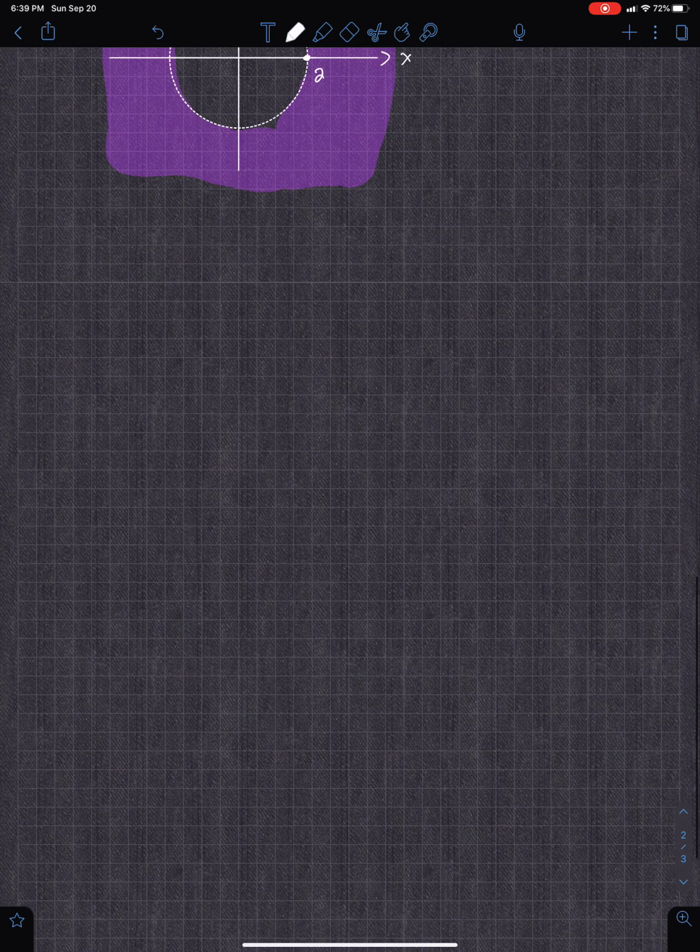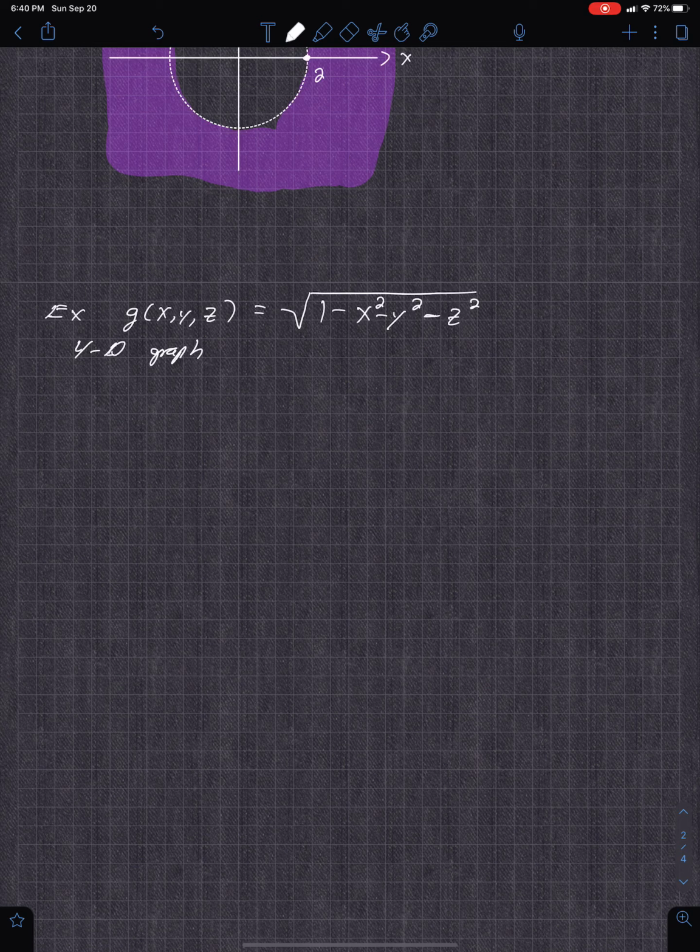Okay, let's try another one. Next example. So what about g of x, y, z equal to the square root of 1 minus x squared minus y squared minus z squared? What about that? So analyzing that a little bit, first of all, this is 4 dimensions. This is a 4D graph. Don't know how to write a 4D graph.